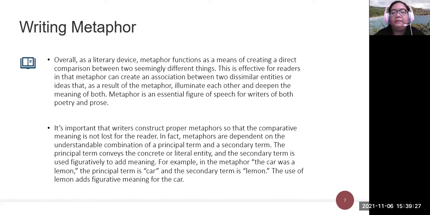For example, in the metaphor "the car was a lemon," the principal term is the car. We are describing a car. The secondary term is the lemon. The use of lemon here adds a figurative meaning for the car. If you don't know what a lemon is, the car was a lemon meaning the car was not so good. It looks nice, but it's very sour inside, or there's something wrong inside. That's why it's called a lemon.